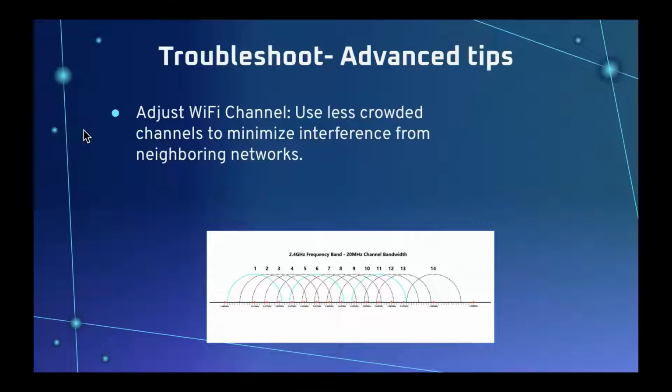Now there are some more advanced solutions and steps that you can take in order to troubleshoot any Wi-Fi connectivity issues. You can adjust your Wi-Fi channel. This means that you will be using less crowded channels to minimize interference from neighboring networks.